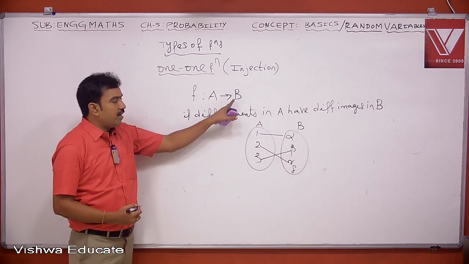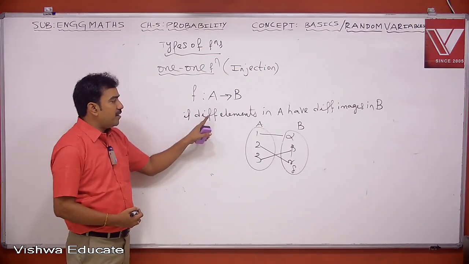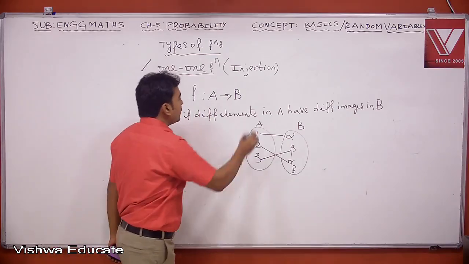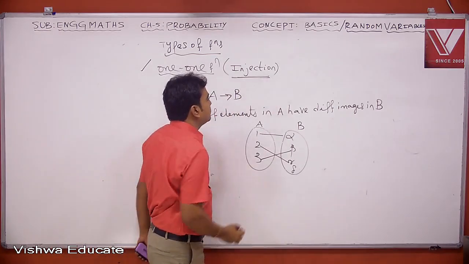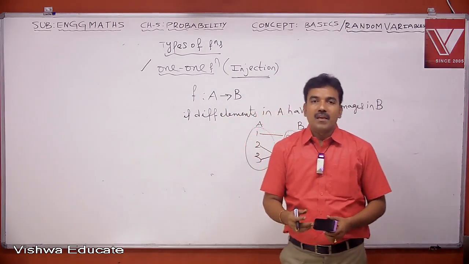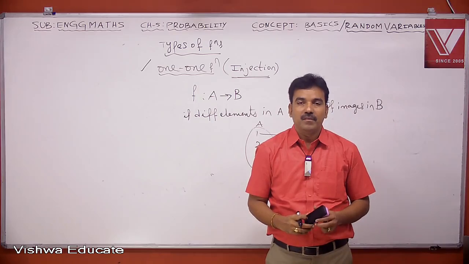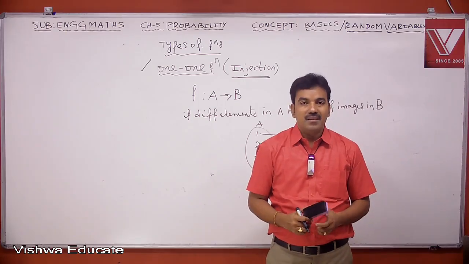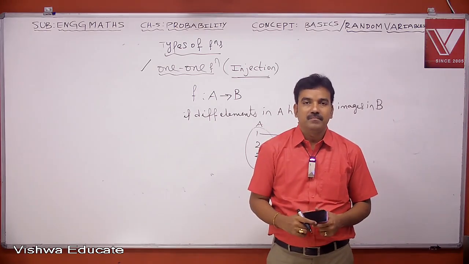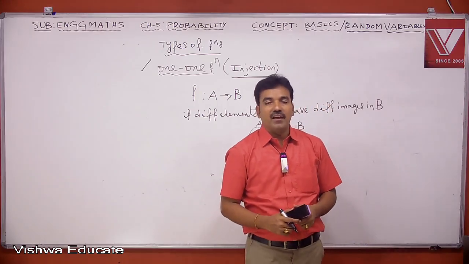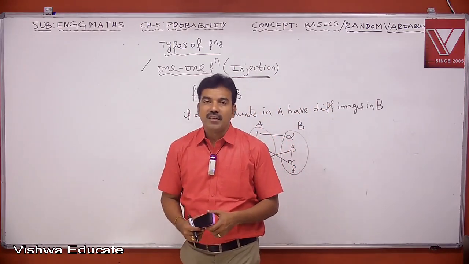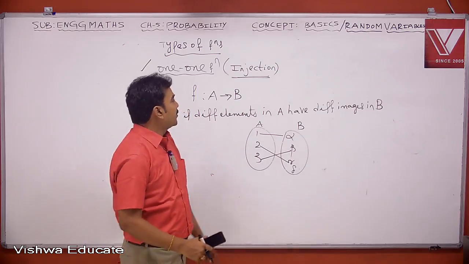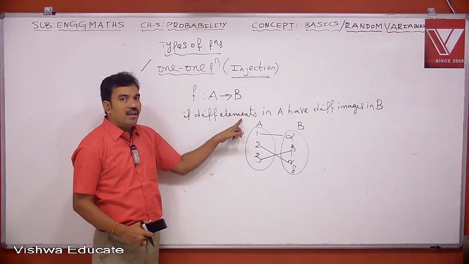Therefore a function f from A to B is said to be one-one if different elements in A have different images in B. At this point, one-one function. It is also called an injection. A function f from A to B is said to be one-one if different elements in A have different images in B.